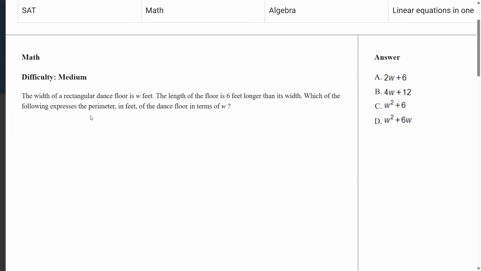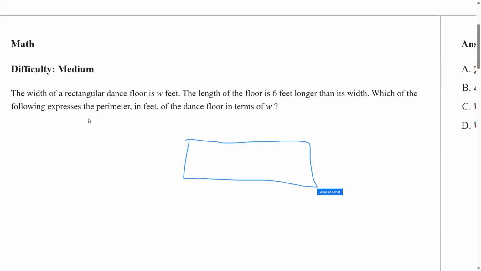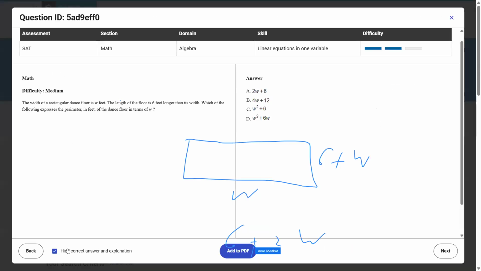The width of a rectangular dance floor is W feet. The length of the floor is 6 feet longer than its width. Which of the following expresses the perimeter in feet of the dance floor in terms of W? Okay, so the width is W. The length is 6 plus W. So the perimeter should be 6 plus 2W. We add them, so it will be A.